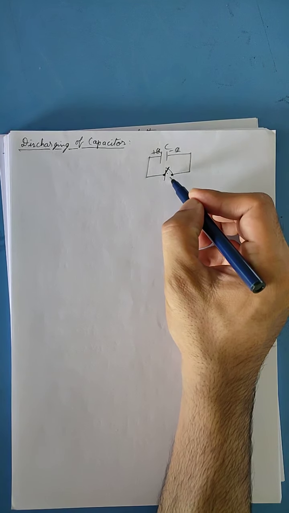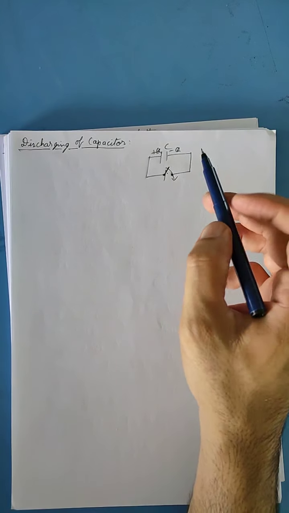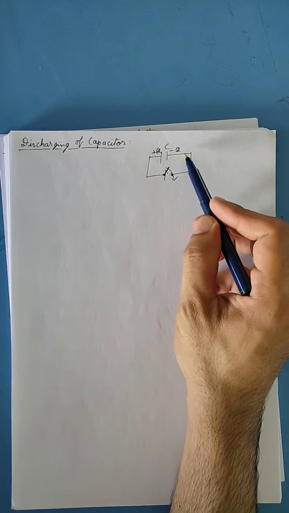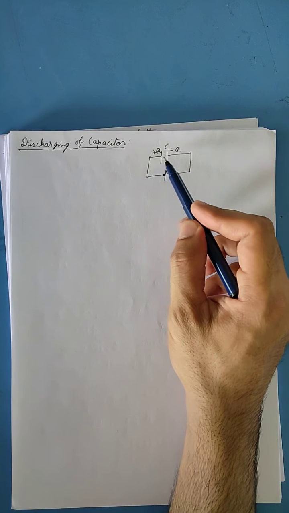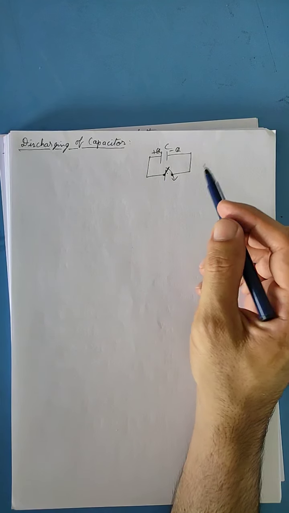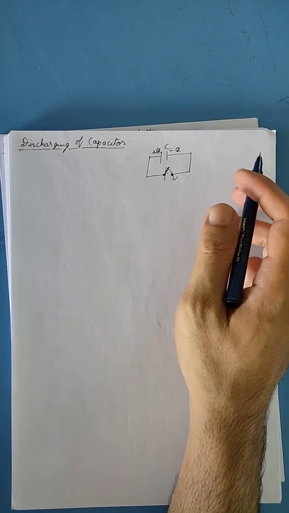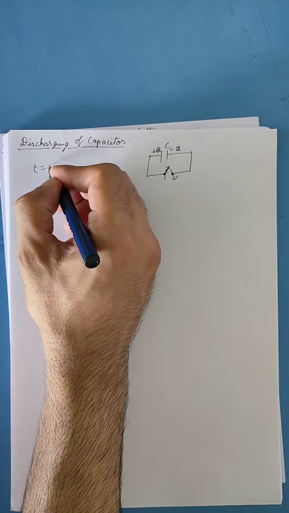So if the switch is closed, then the electrons on this plate start traveling to the other side, and both plus Q and minus Q will neutralize each other very quickly. So all of a sudden at t equals 0, when the switch is closed, to neutralize the charge, there will be a current generated in this circuit, and this current will flow. The current flow in the circuit will be very high and it will be very fast.